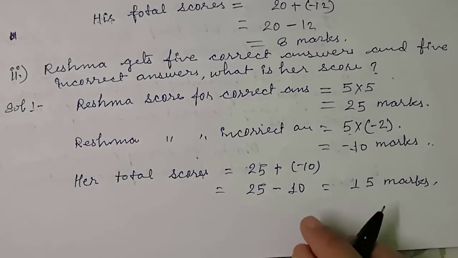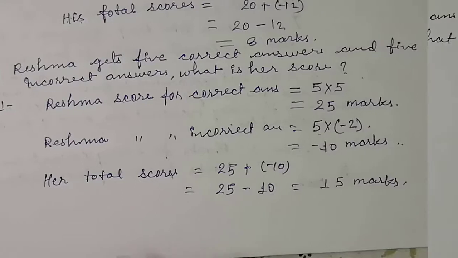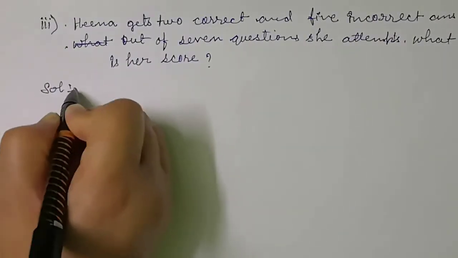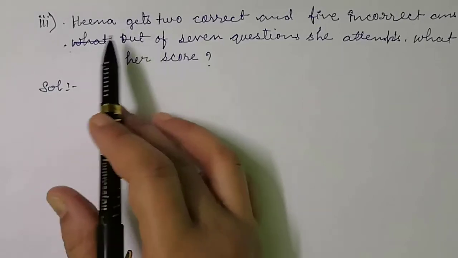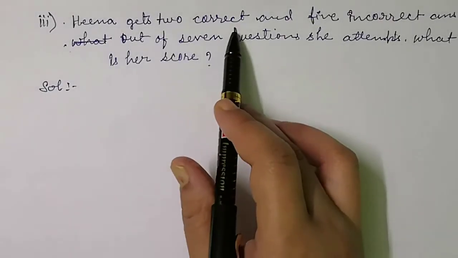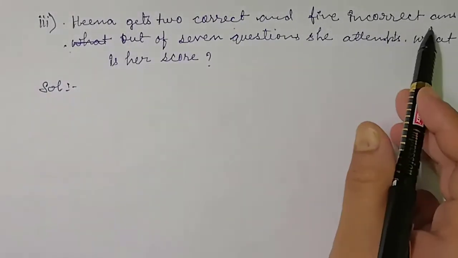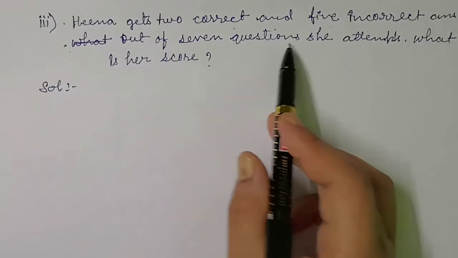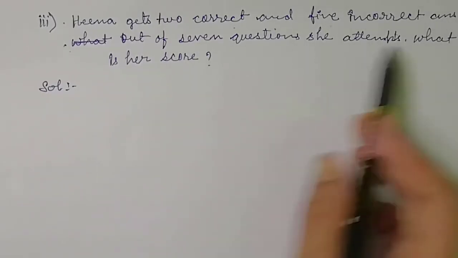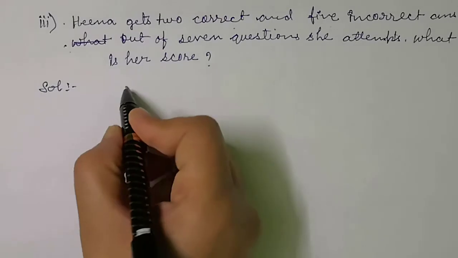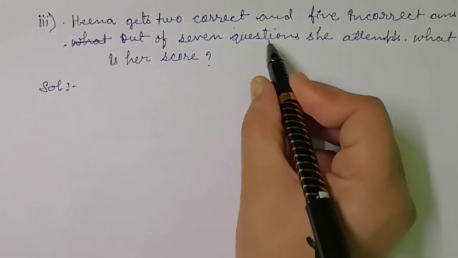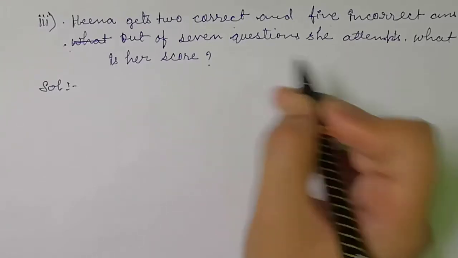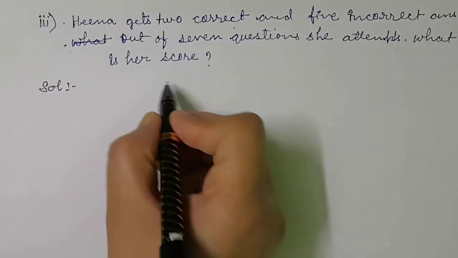Okay. Now let's see question number 3. Now see this is the third part of question number 7. Hina gets 2 correct and 5 incorrect answers out of 7 questions she attempts. And what is her score? First of all, it is clear she attempts only 7 questions. 3 questions she doesn't attempt.